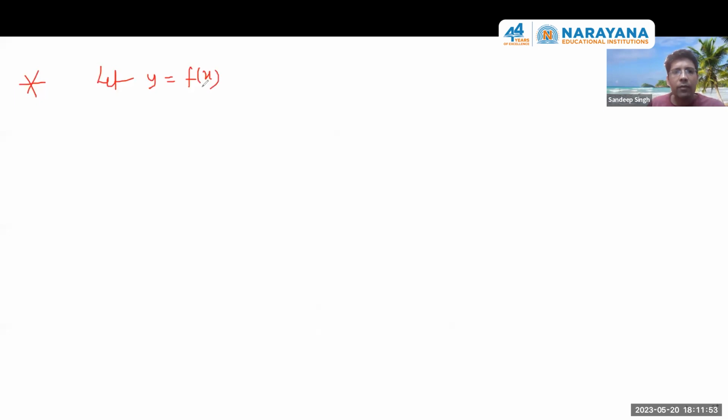And mind it, in area problems this is very useful. One area problem will come where you have to use this. Let y equal to f(x) be a monotonic function in the interval (a, b).